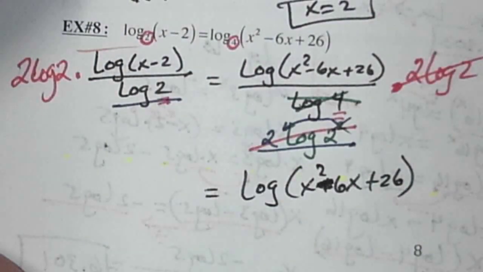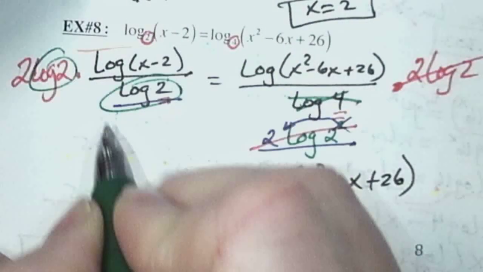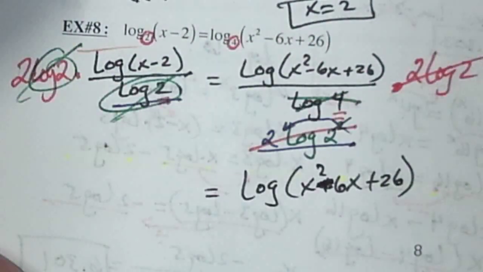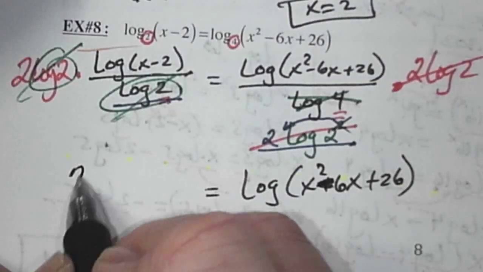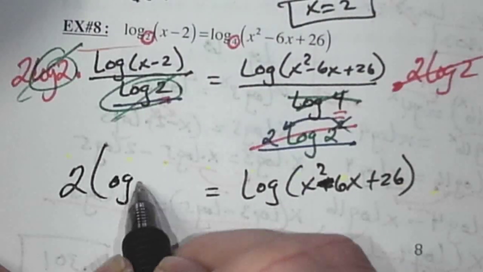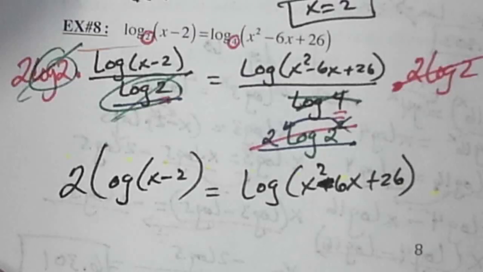But over here, I have this. Well, look, log 2 and log 2 can cancel out. So I'm left with 2 times the log of x minus 2.